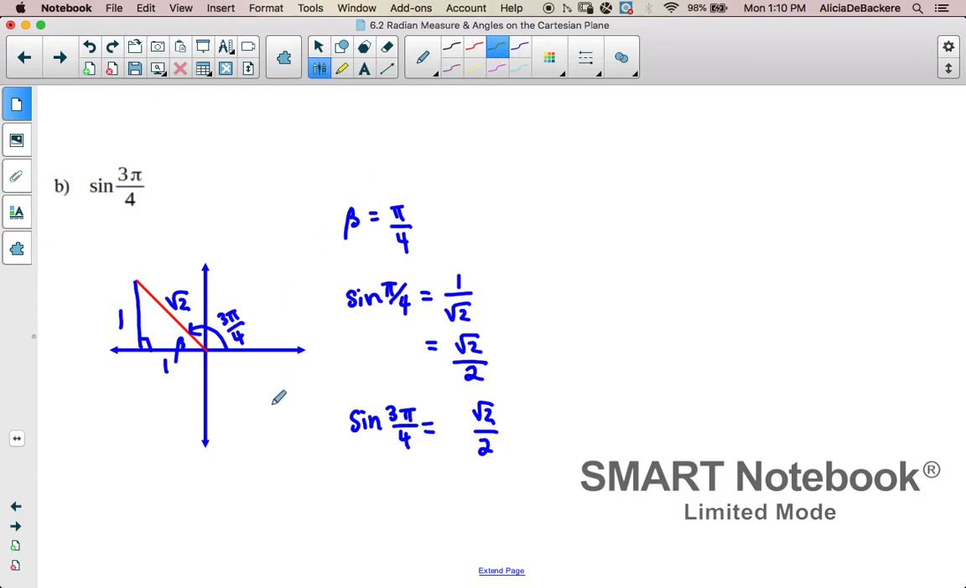I'm going to label the CAST on the diagram. What I noticed is this time the terminal arm ended up in the S quadrant, which tells me that the sine ratio is positive. So I'm going to put the plus here just to make sure that I'm showing my thinking. I did think about this, and I do know that it's positive. So that's the end of part 1.